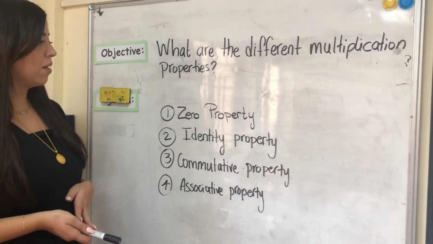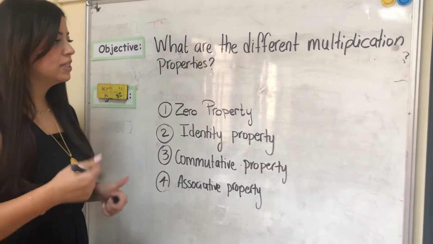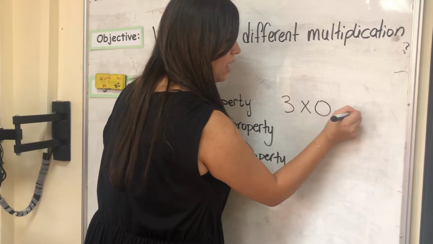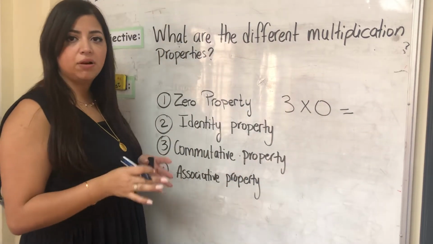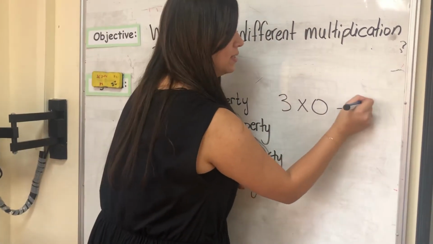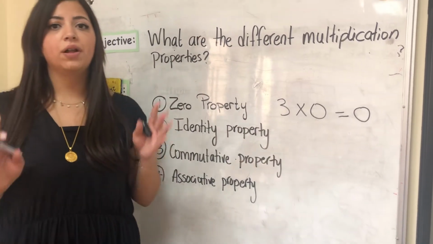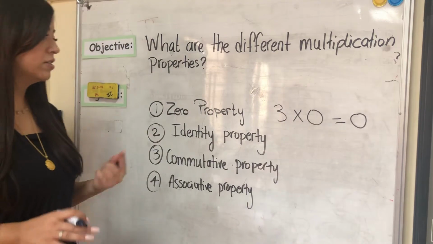Now, my first property is called the zero property. It's where we take a number and we multiply it by 0. Now, any number multiplied by 0 always gives me 0. This is what the property is. We take 0 and we multiply it with any number and it always gives me 0. This is our first property.